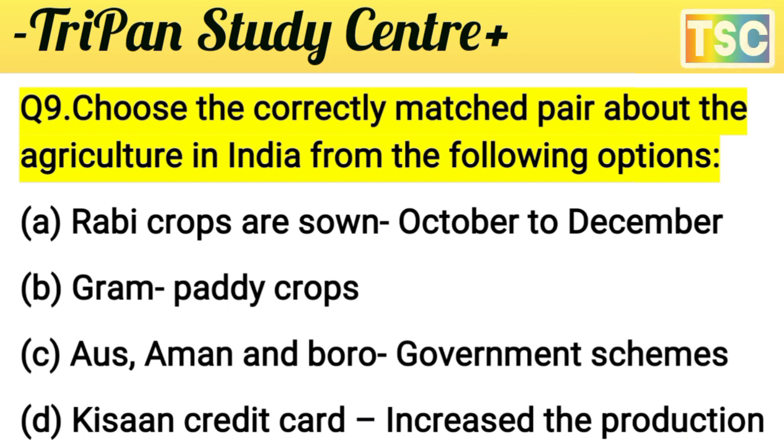And B, gram is a paddy crop. This is nothing here. Gram is not a paddy crop. It means option A is correct. Rabi crops are sown from October to December. That's important. Option A is the correct answer for this question. And let's see the next question here.